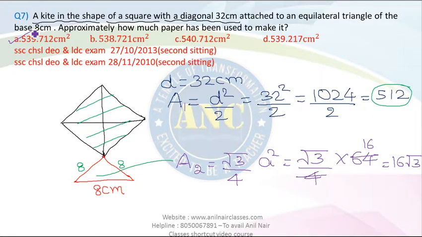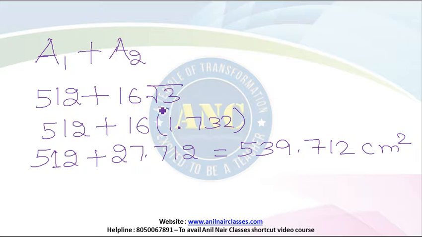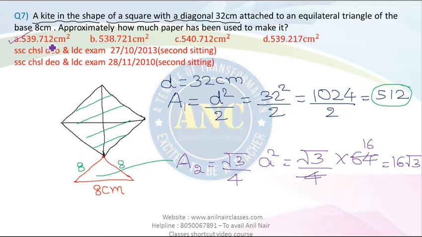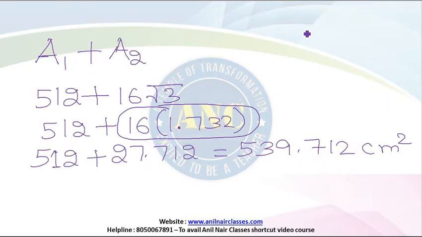I hope I am making sense for each and every student who is watching this video. You need to find all these multiplications. You should find it. There is no other way for you, because if you observe the answer options, all are very close to each other. 539.712. Fourth option is 539.217. They both are very close to each other. So it's better that you multiply these two rather than approximately finding the value.